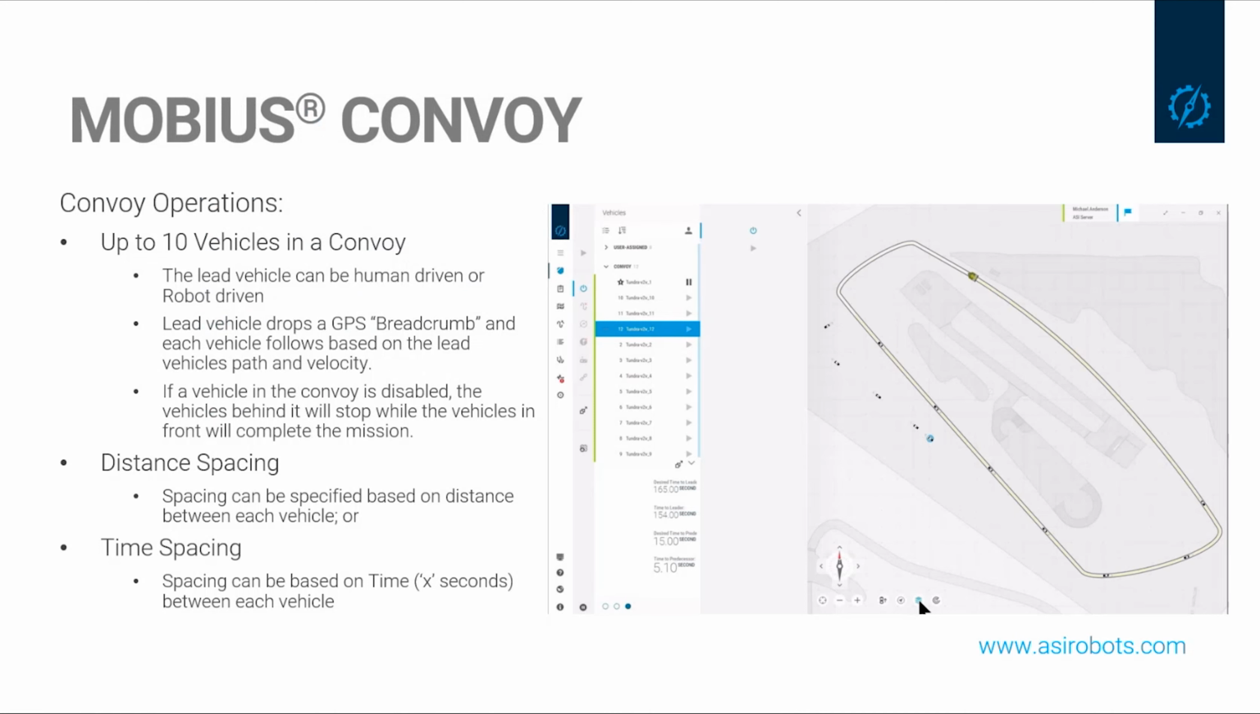One of the features in Mobius that controls multiple vehicles would be our convoy. This convoy function allows for a single vehicle to follow a path, whether driven manually, remotely, or following a designated path, and up to 9 vehicles can then follow that leader on the path. The distance between them can be designated based on a distance function, or alternatively, it can be set up with time spacing.